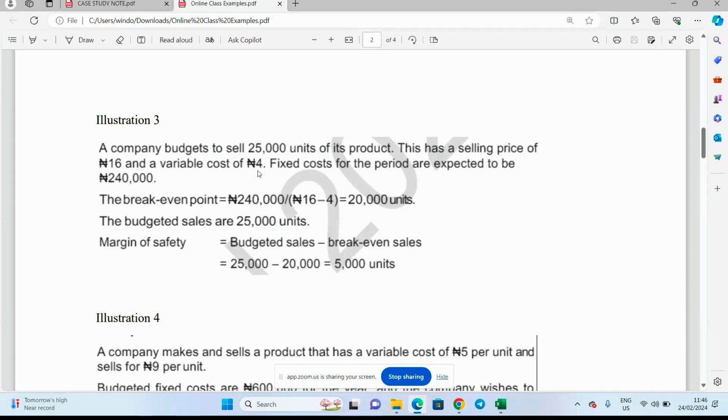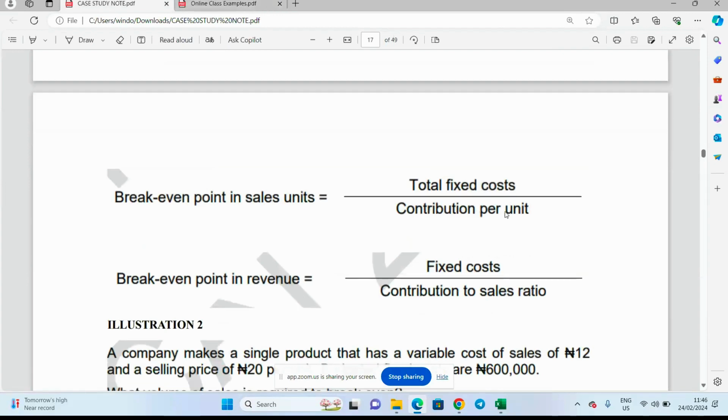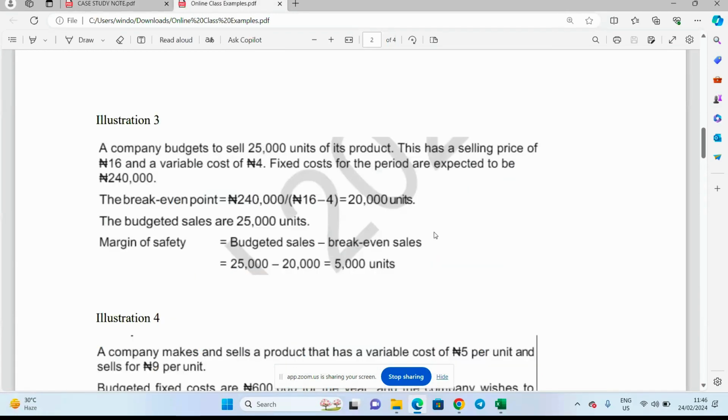Fixed cost for the period is 240,000. Do you agree? According to the question. Now, the break-even point is fixed cost divided by contribution per unit. Let's go back to the break-even point formula. Total fixed cost divided by contribution per unit. To get contribution, we minus variable cost from selling price. So fixed cost is 240,000 divided by 16 minus 4, which is 20,000 units. You understand, Amaka?